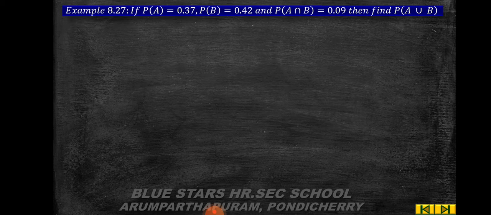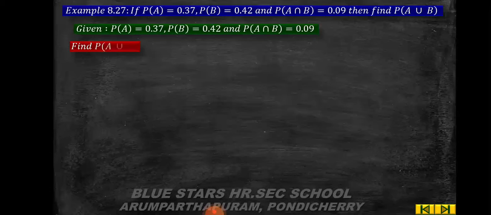Example 8.27. If the probability of A is equal to 0.37, the probability of B is equal to 0.42 and the probability of A intersection B is equal to 0.09, then find the probability of A union B. So given P of A is equal to 0.37, P of B is equal to 0.42 and P of A intersection B is equal to 0.09, we have to find P of A union B.